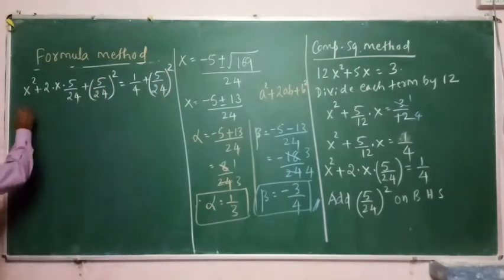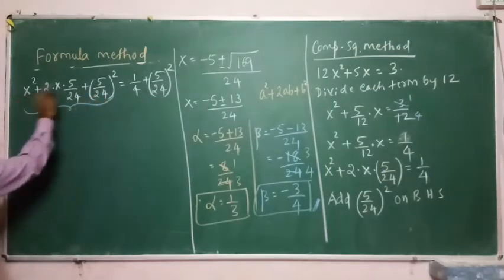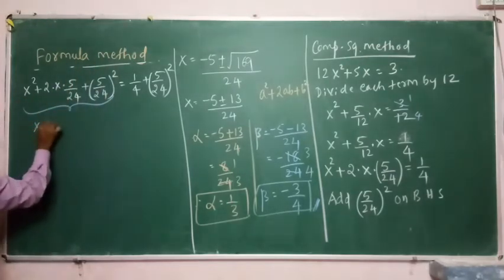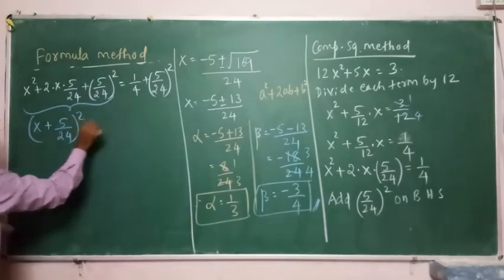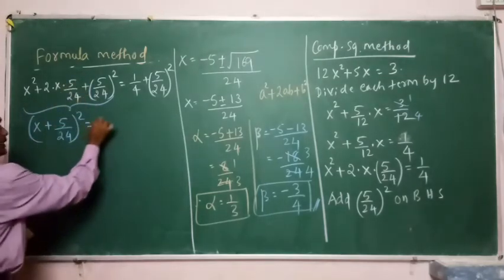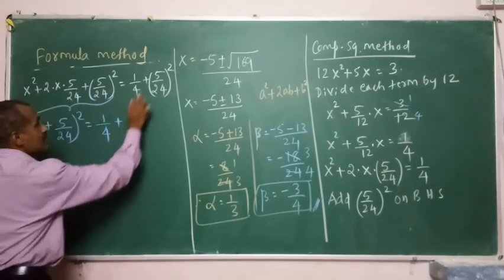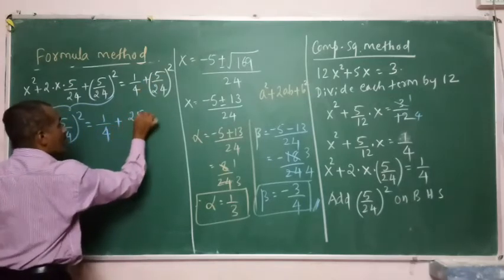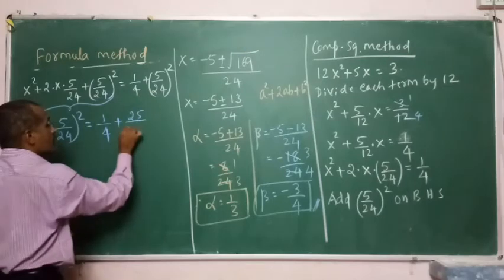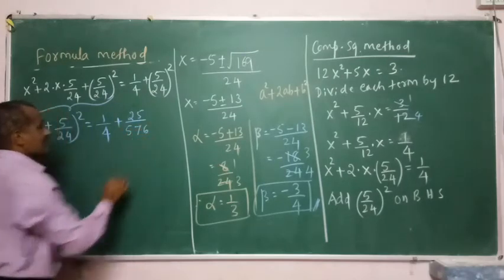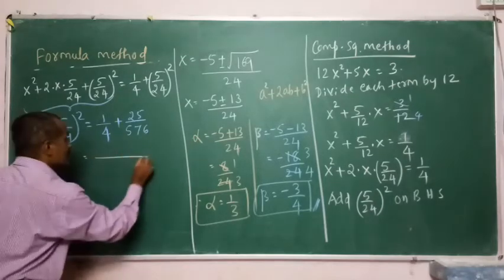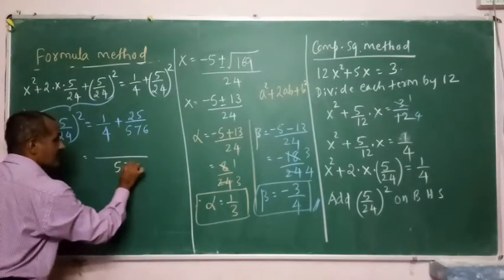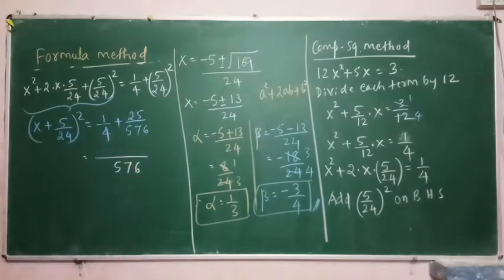Now, the short form of this, a plus b the whole square: x plus 5 by 24 the whole square is equal to, simplify this, 1 by 4 plus, square it, 25 divided by 24 square is 576. Take the LCM as 576.